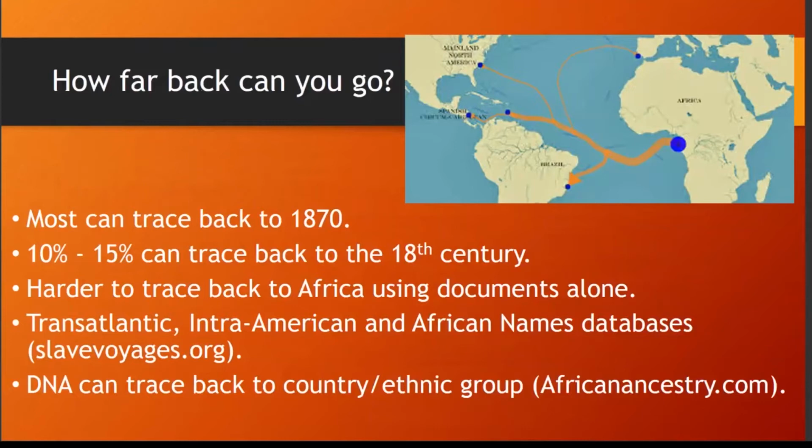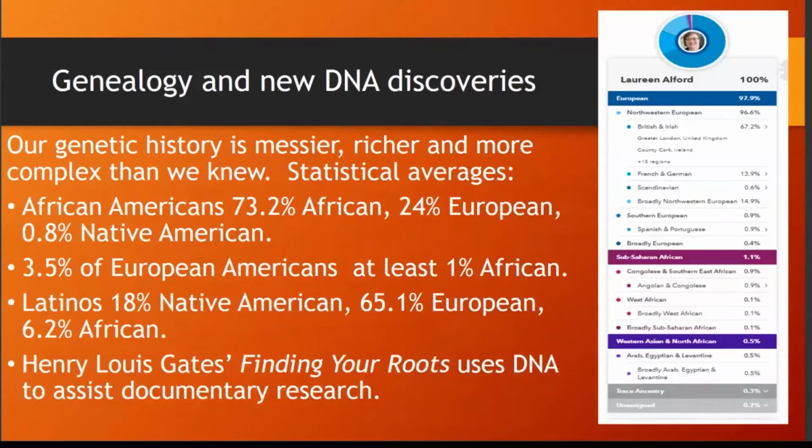African Ancestry says it can trace to a specific African country or ethnic group over 500 years ago. Speaking of DNA, each one of us has a rich, messy, and complex genetic heritage, and we're far more connected than we ever realized. A 2014 study of 23andMe customers who identified as African, European, and Latino showed statistical averages for each group. For African Americans, statistically, they are 73.2% African, 24% European, and 0.8% Native American.